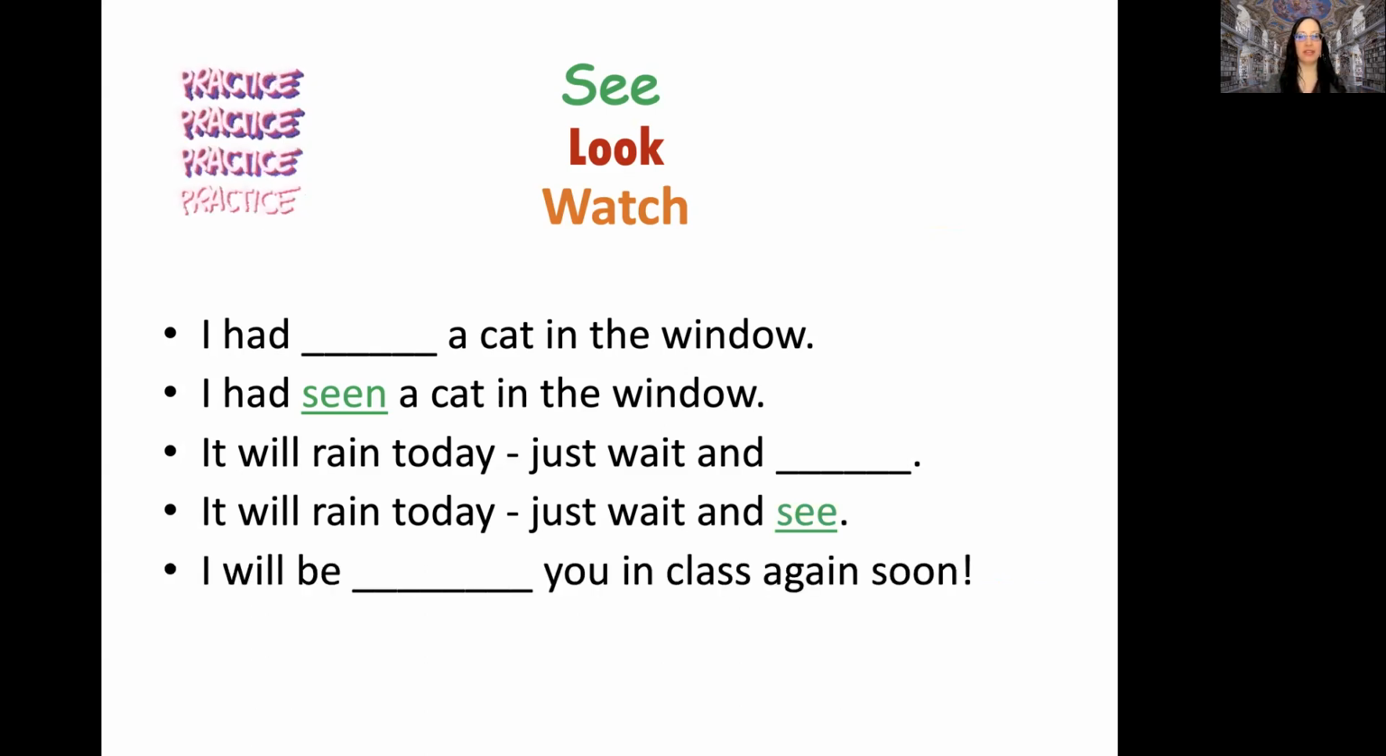All right, what about this one? I will be blank you in class again soon. Okay, think of the verb here. Will. It's happening in the future. I will be blank. This is the continuous, right? It's going to happen in the future and continuously. All right. So what happens when you have the continuous? That's right. We add the ing to the verb. So which one is it?